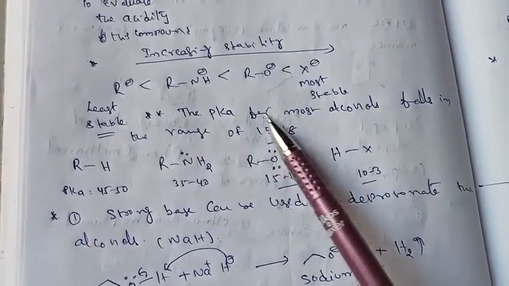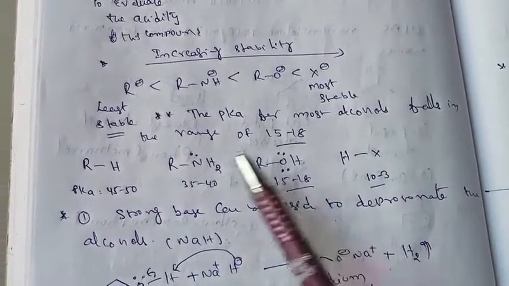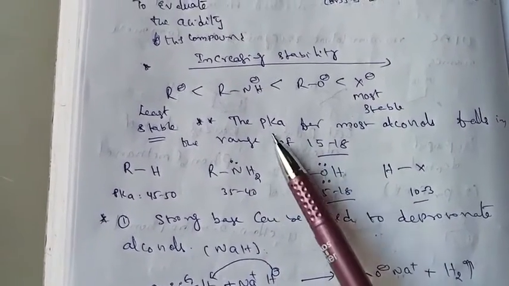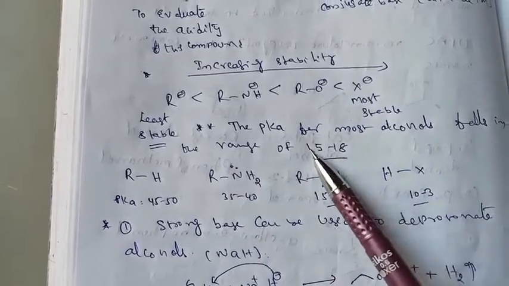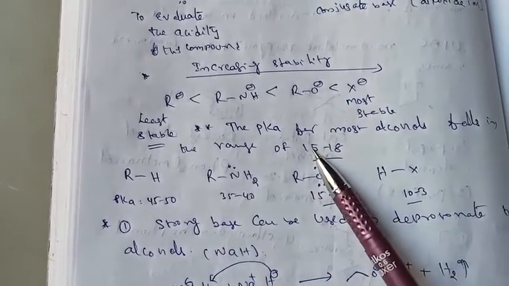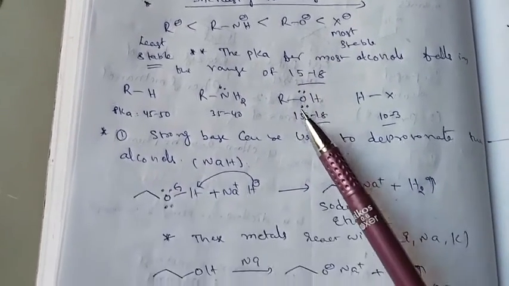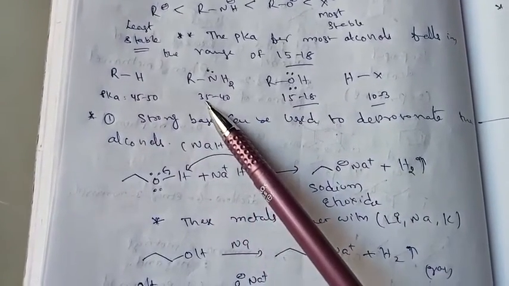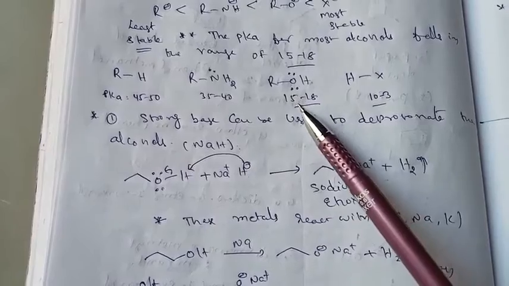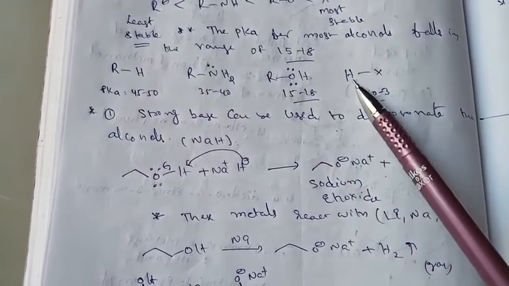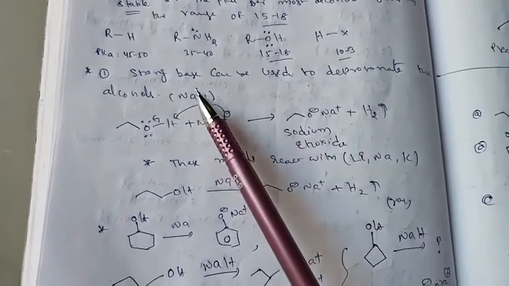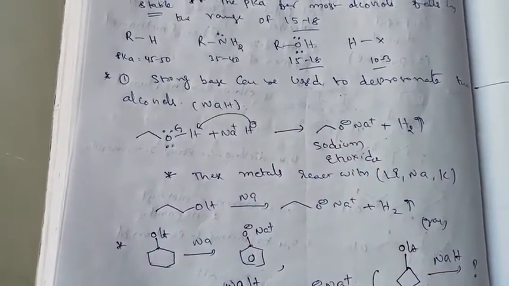Therefore the pKa for most alcohols falls in the range of 15 to 18. Alcohols having a high pKa value indicates that they are very weakly acidic. You can see alkanes 45 to 50, amines 35 to 40, alcohols 15 to 18, whereas hydrogen halides are 10 to 3. So that's why a very strong base is required.